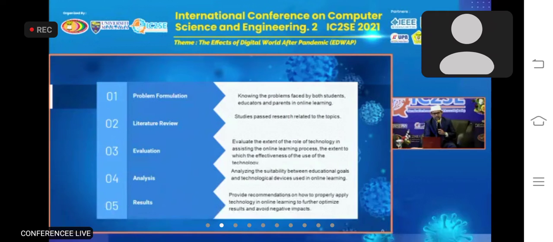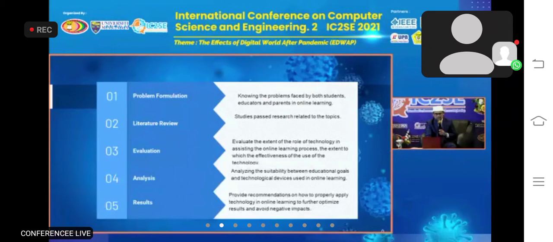And second step is to study past research related to the topics. The third step is evaluation, how to evaluate the extent of the role of technology in the existing online learning process, the extent to which the effectiveness of the use of technology. And the next phase is analysis, where we analyze the balance between educational goals and the technology devices used in online learning.